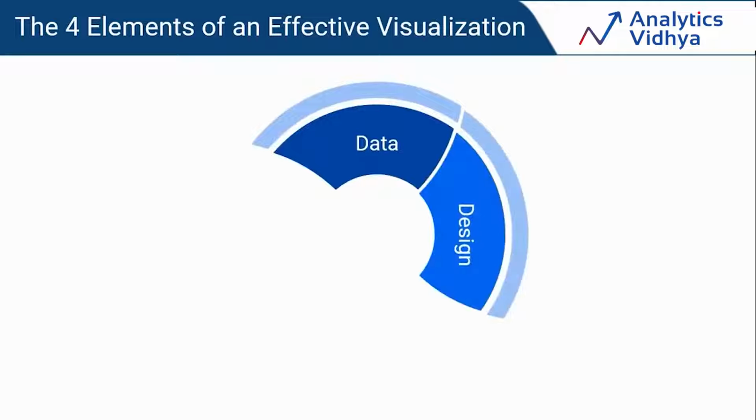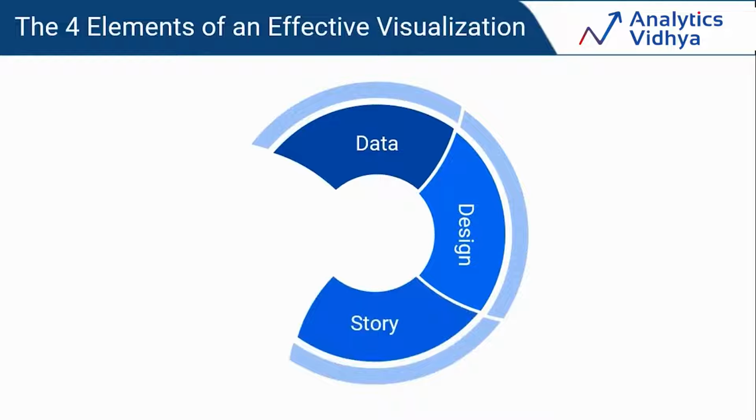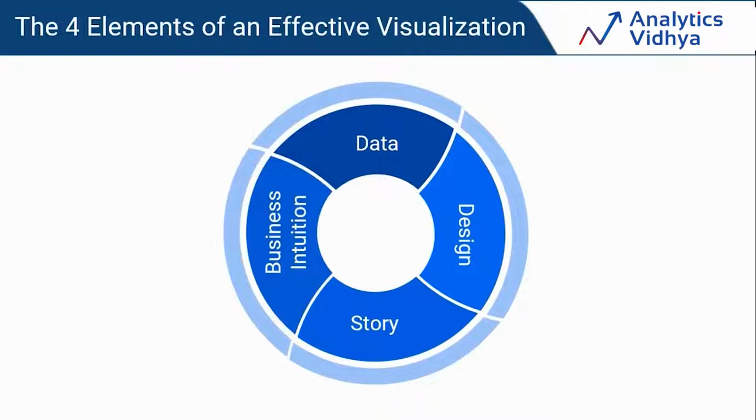The second element is that of design. This is one we can intuitively connect to when we speak of visualizations. The third brings it all together in the form of a story. And the final piece that completes our key element circle is business intuition. How many of these did you think of before we listed them? Now let's understand all of these in a bit more detail.